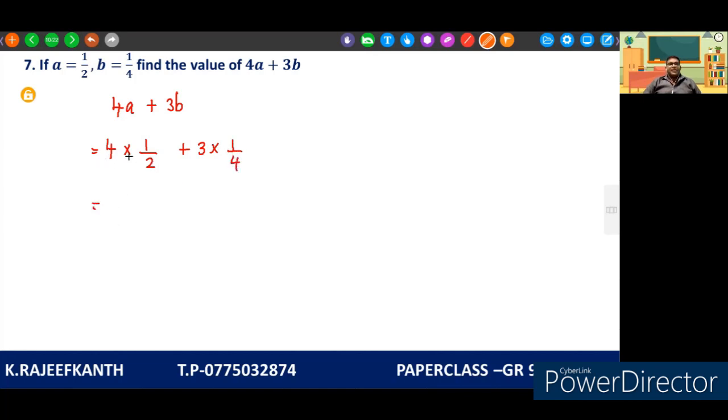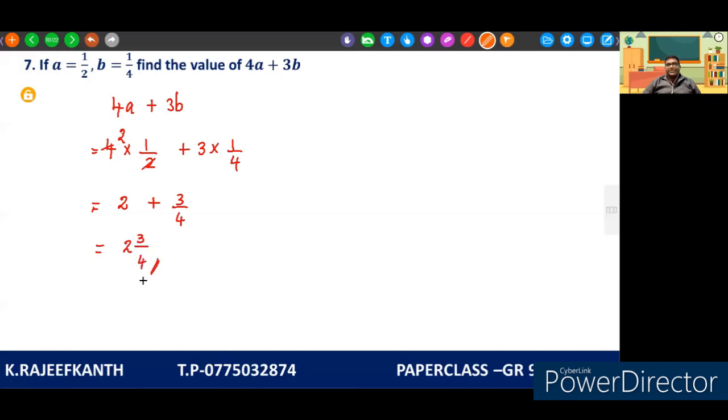Now we have to multiply this 4 and half. Then we can divide by 2. Then 2 times 1 is equal to 2, plus 3 times 1 over 4, then 3 over 4. Because here the denominator is 1. 3 into 1 is equal to 3. 1 into 4 is equal to 4. Now 2 plus 3/4, that is 2 and 3/4.